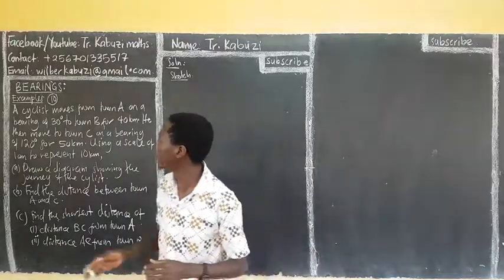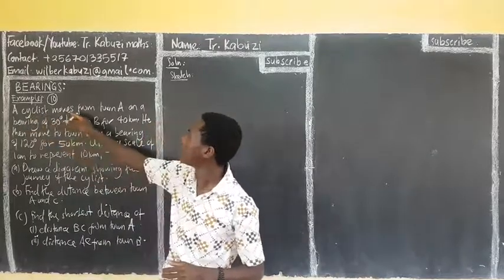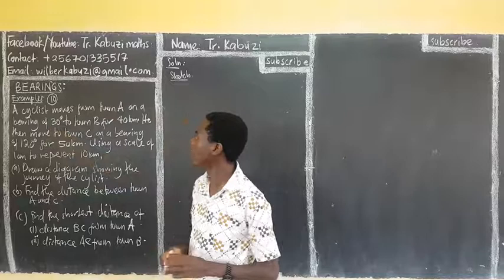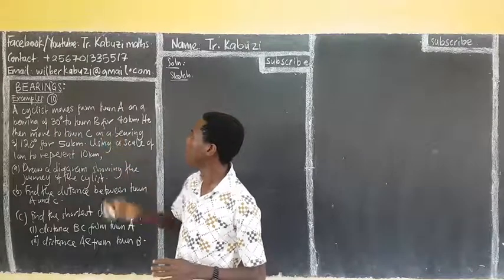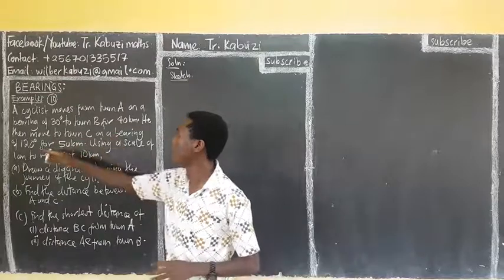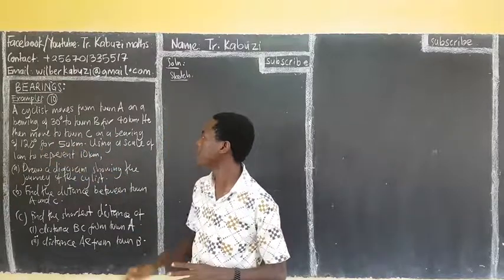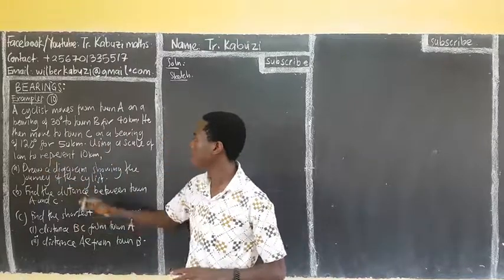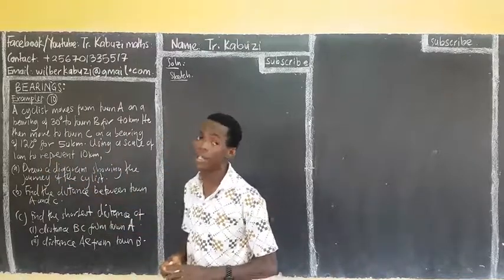Okay, let us go to the discussion. A cyclist moves from town A on a bearing of 30 degrees to town B for 40 kilometers. He then moves to town C on a bearing of 120 degrees for 50 kilometers. Using a scale of 1 centimeter represents 10 kilometers, draw a diagram showing the journey of the cyclist.